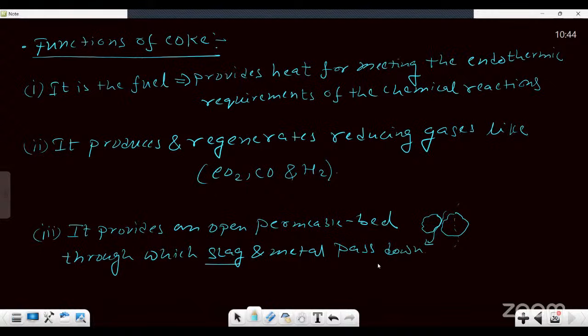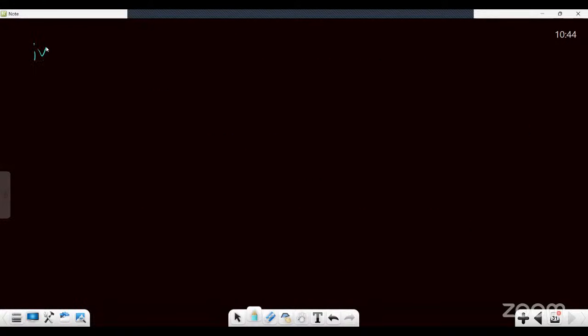Right? So this is exactly what happens. And now other things are also there, like it carbonizes iron, thereby lowering the melting point and subsequently the working temperature of the blast furnace. This is also very important. So from the coke only, the carbon is basically getting added into the iron.